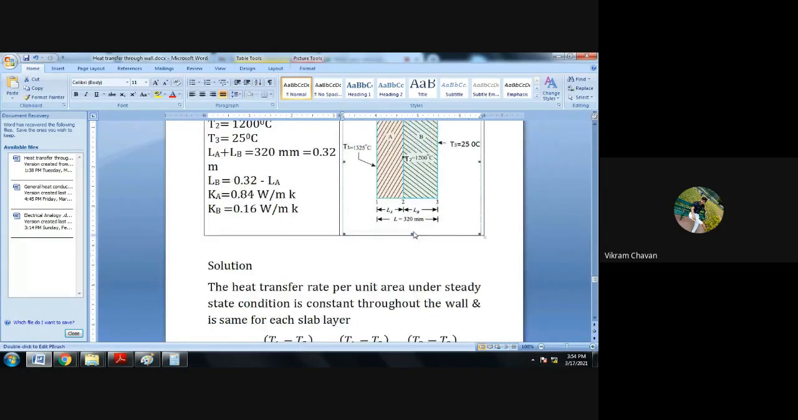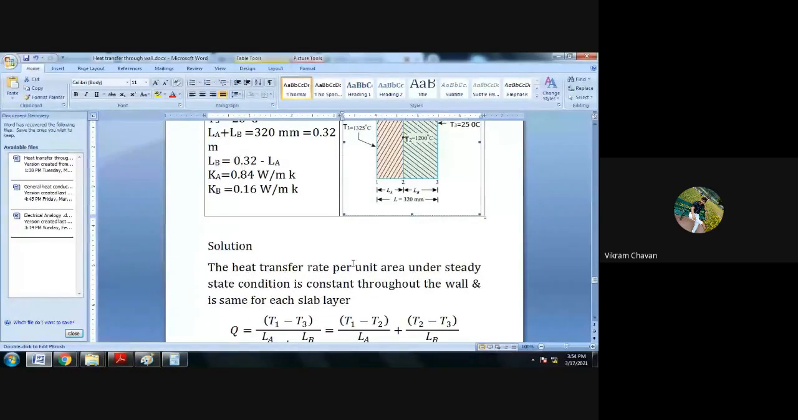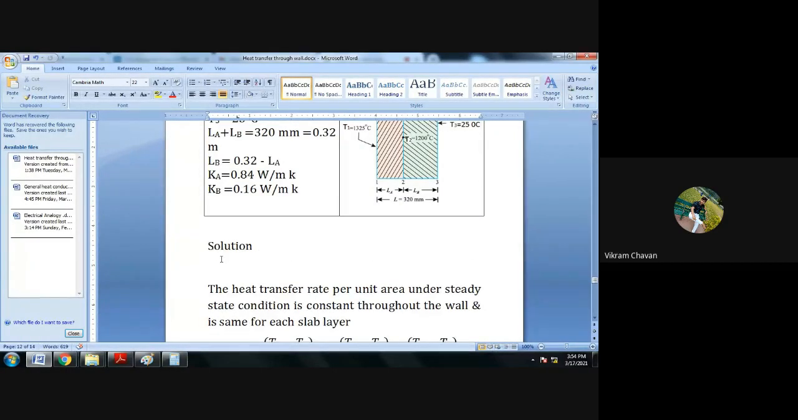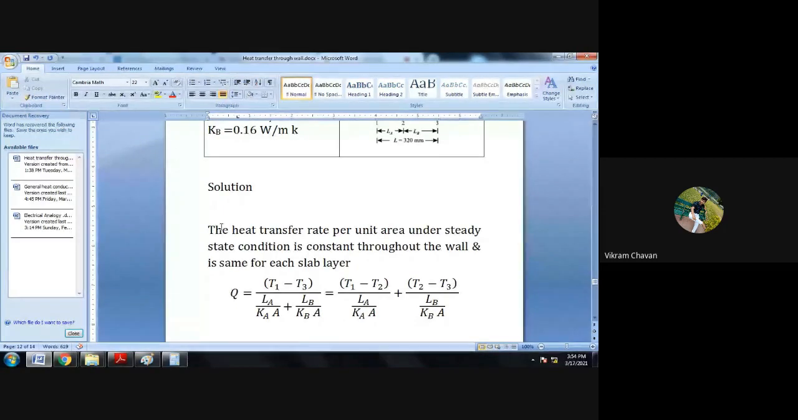So the heat transfer rate per unit area under steady state condition is constant throughout the wall and is the same for each slab layer. Write down this statement: the heat transfer rate per unit area.